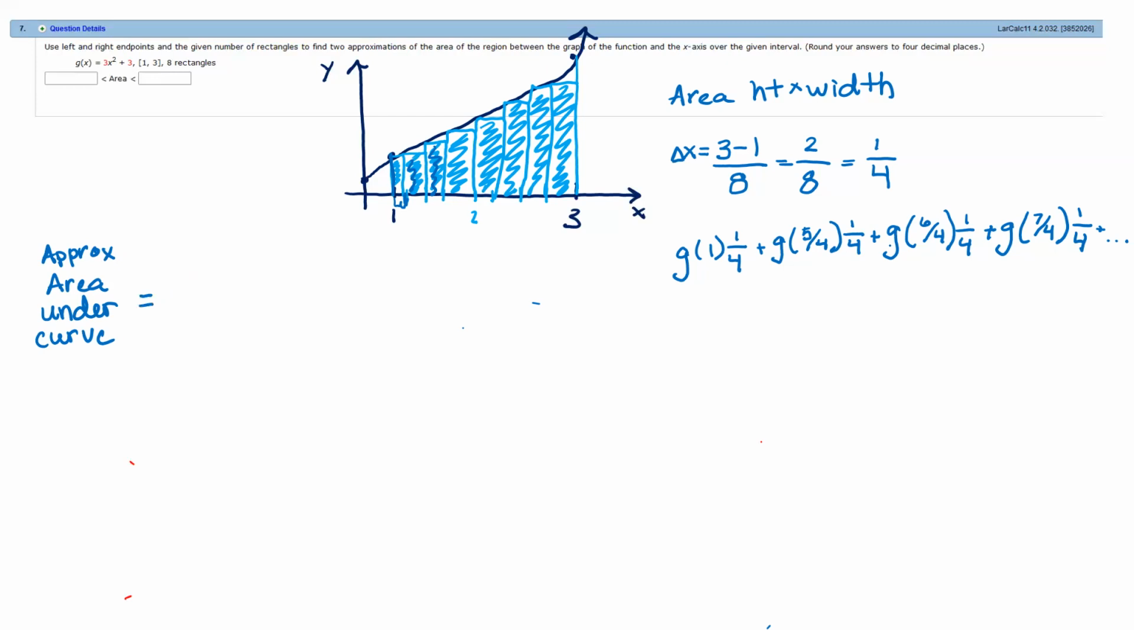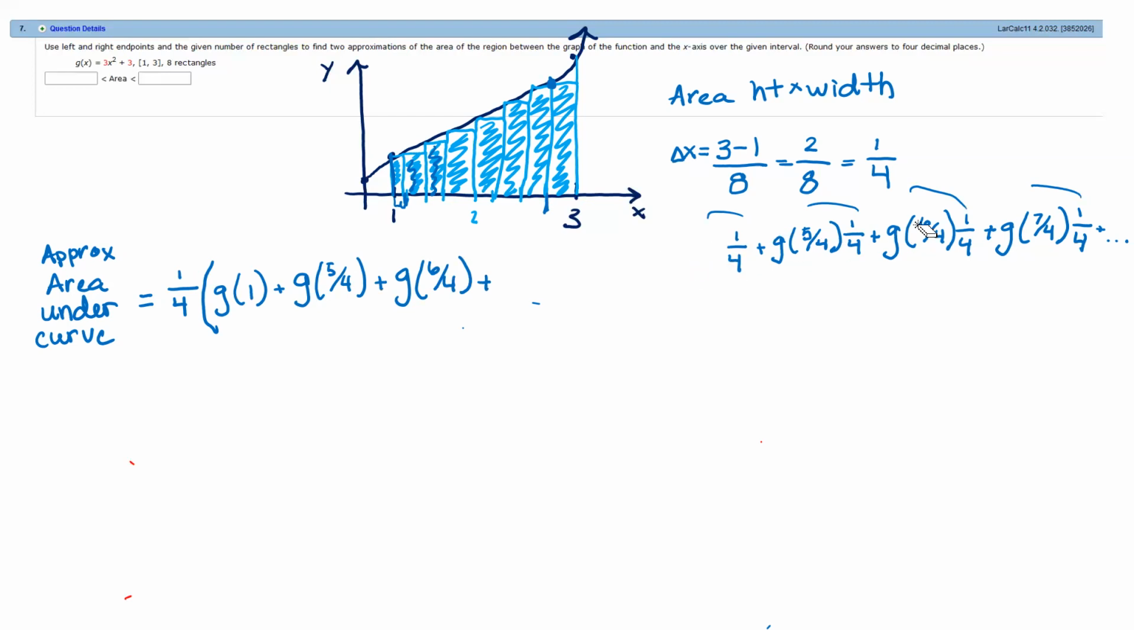But we're going to have this 1/4 factor, so I'm going to take that out. And then I'm just going to add up each of these corresponding G values. So I'm factoring out and continuing that pattern until I get to this X value, which is 1/4 less than 3. Okay, so we have 1/4 times G of 1, plus G of 5/4, plus G of 6/4. Again, I'm just doing that to continue the pattern. Don't feel like you have to write that every time.